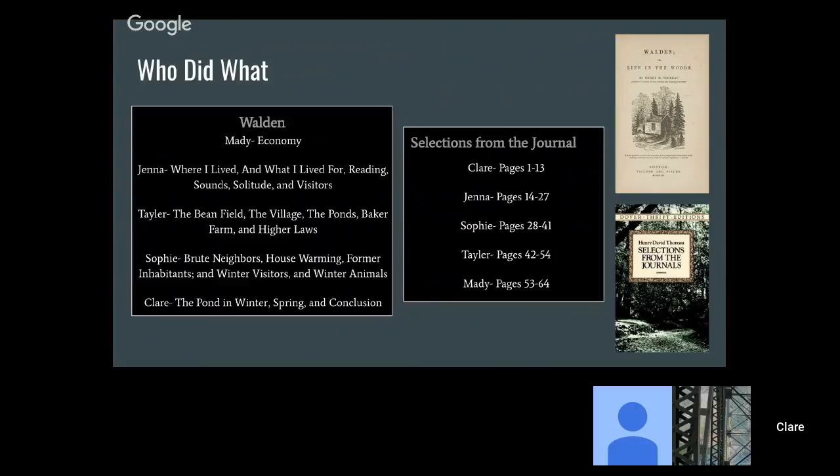So Maddie read Economy, Jenna read Where I Lived and What I Lived For, Reading, Sounds, Solitude, and Visitors. Taylor read The Bean-Field, The Village, The Ponds, Baker Farm, and Higher Laws. Sophie read Brute Neighbors, House-Warming, Former Inhabitants, and Winter Visitors and Winter Animals. And I read The Pond and Winter, Spring, and Conclusion.